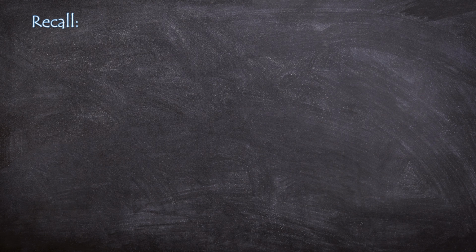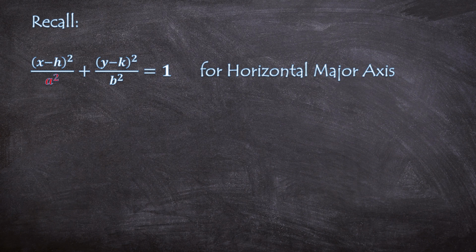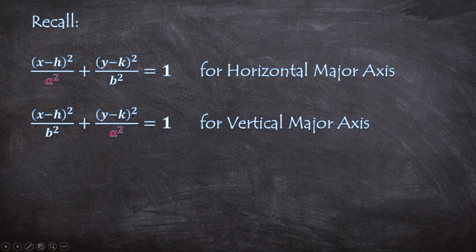First, let's have a recall of the important points to remember in graphing an ellipse. So we have our equation, the standard form of the equation for an ellipse with a horizontal major axis. And we also have the standard form of the equation with a vertical major axis.